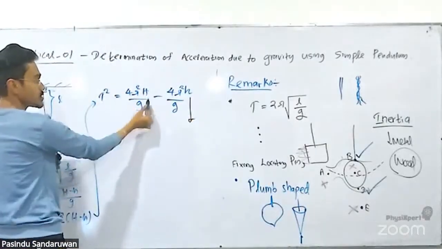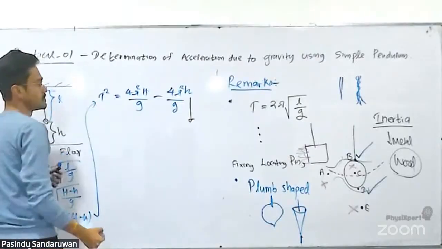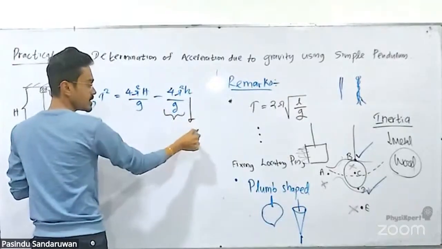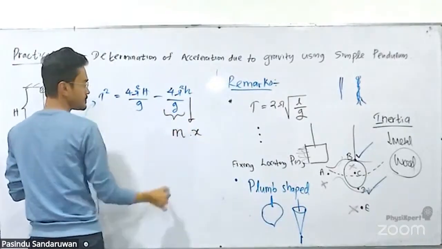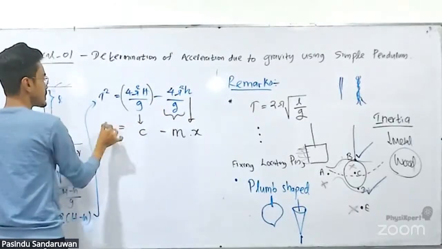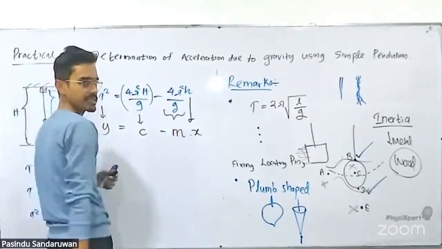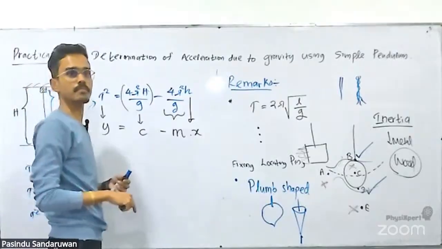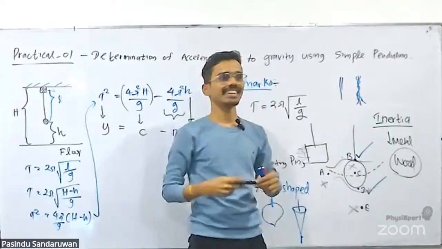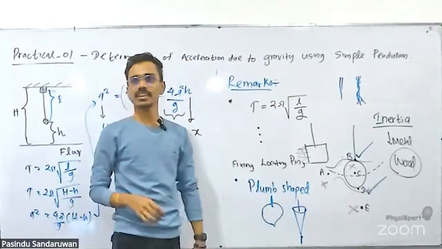This whole term, 4 pi squared H over g, is a constant. Then this is x, whatever is the product with the independent variable is the gradient, with a minus sign, and this is a constant intercept, and this is y. So what you are going to get is a y equals c minus mx graph. Everyone drew an mx graph, taking H minus h as the variable. Capital H is not a variable.